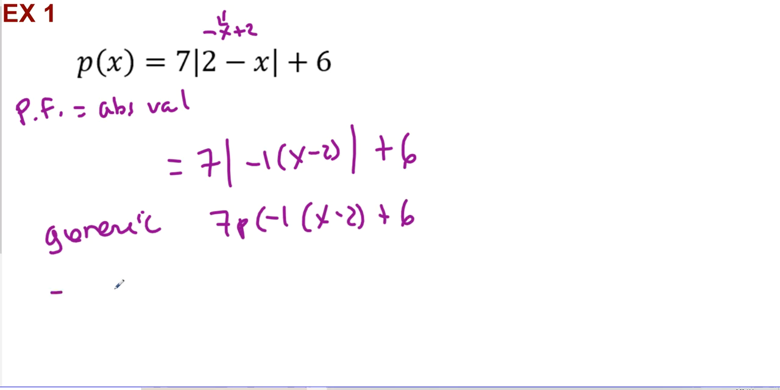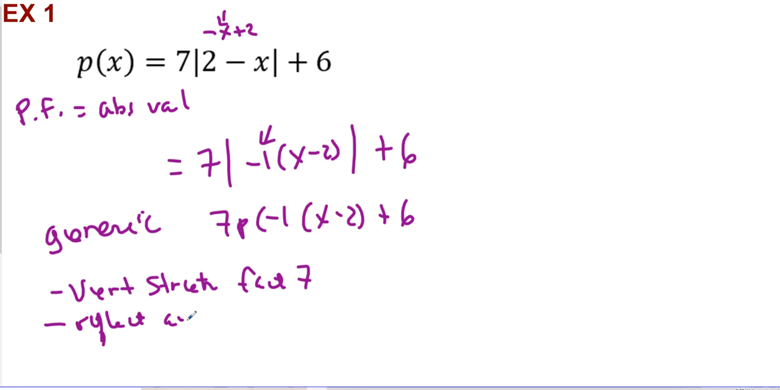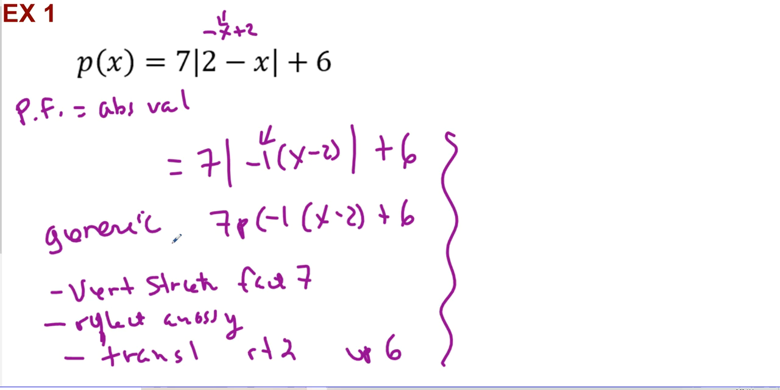And what's going on here is this. We're going to have a vertical stretch by a factor of 7. And this is on your y coordinate. Okay? We're going to reflect it across the y-axis because we got this going on right here. And then we're going to go ahead and do our translations. We got 2 of them. And we're going to translate right 2 and up 6. All right? And this is what I'm going to be looking for right here. I'm going to look for the generic form and then the description of what's happening.